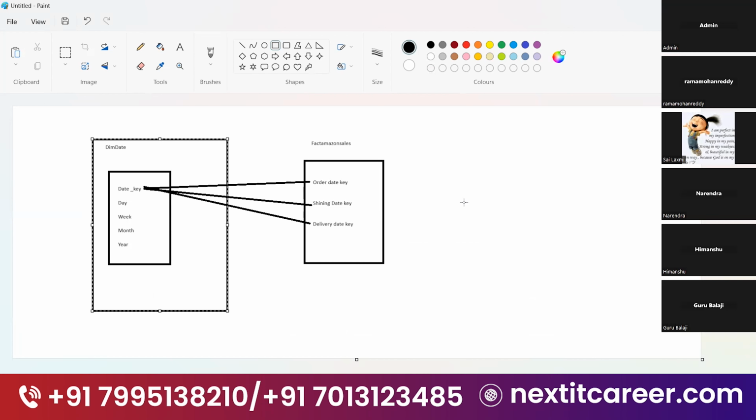If you have one more fact table, like the Flipkart fact table, there also we will have the same keys and the same date key will work with that. Then we can use role playing, right? Yes, that is also good. The concept is that one key should play multiple roles in a fact table. Multiple roles. Yes.